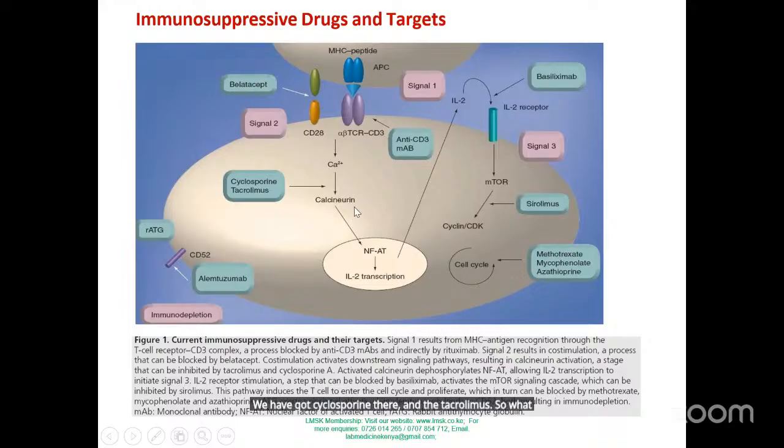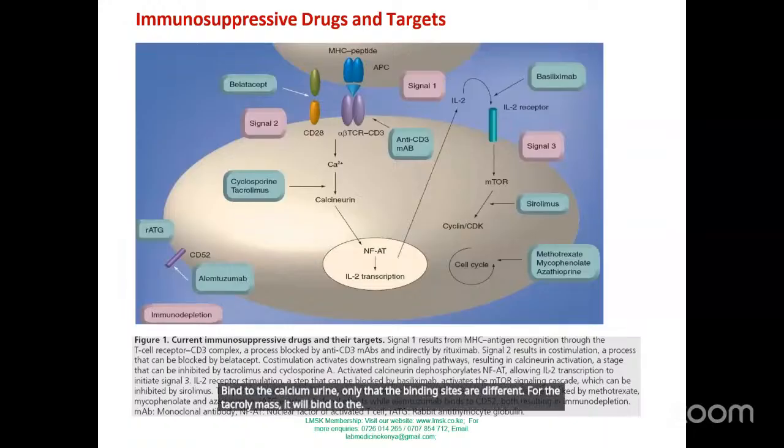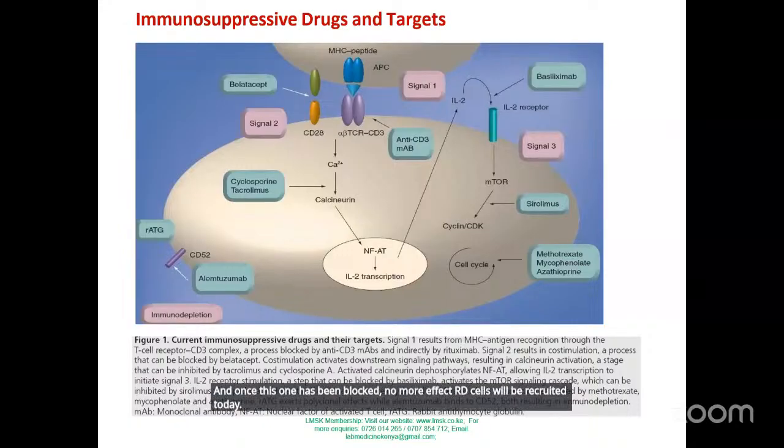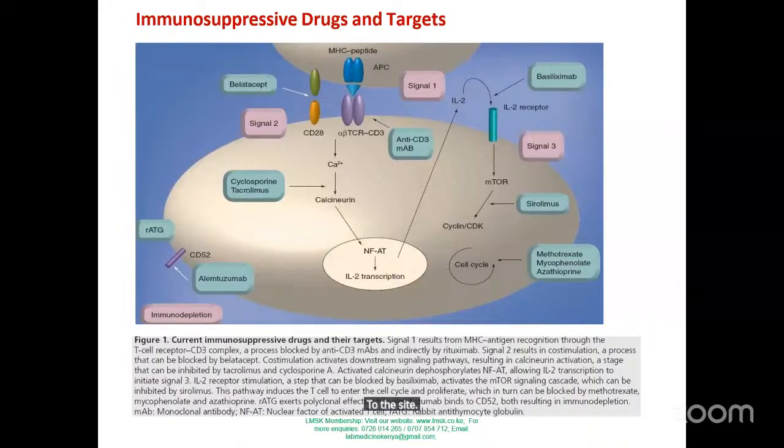What they do is bind to calcineurin, only that the binding sites are different. Tacrolimus will bind to the FK506 protein, but cyclosporin will bind to cyclophilin. And then they will form a complex that inhibits the dephosphorylation of NFAT. By doing this, there will be no interleukin-2 transcription, and no interleukin-2 will be released. Once this has been blocked, no more effector T cells will be recruited to the site to damage the graft further.